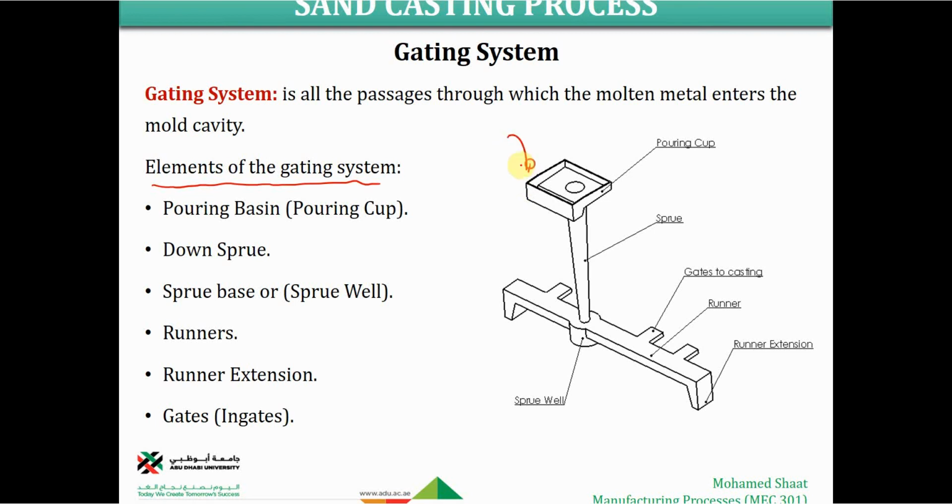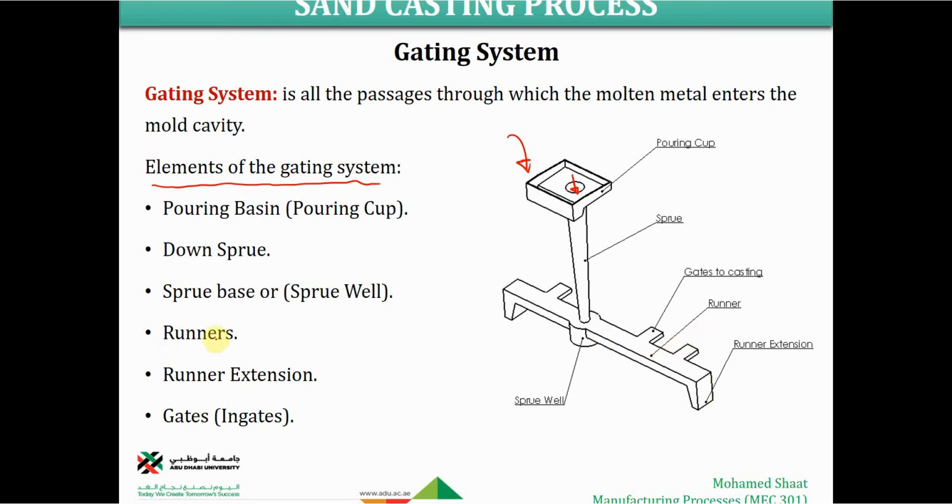Basically, we're going to pour the molten metal into the pouring cup, which will fill the cup. Then it flows smoothly and easily down to the down sprue, or the sprue. So the second element that comes directly next to the pouring cup is the down sprue. Then after the down sprue, there should be a sprue well. And we said that this sprue well works like a reservoir that collects the molten metal to allow also for a laminar flow of the molten metal through the runners.